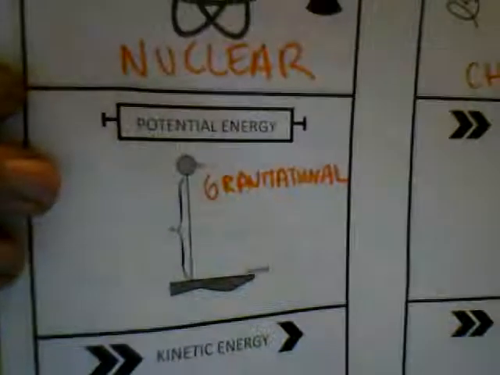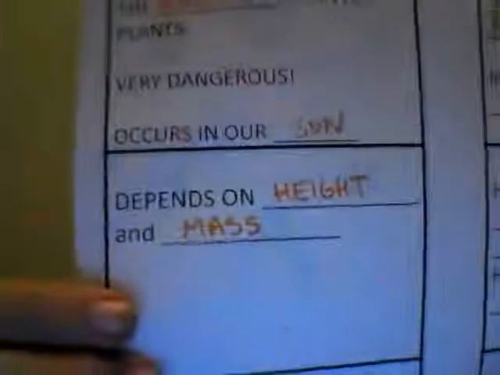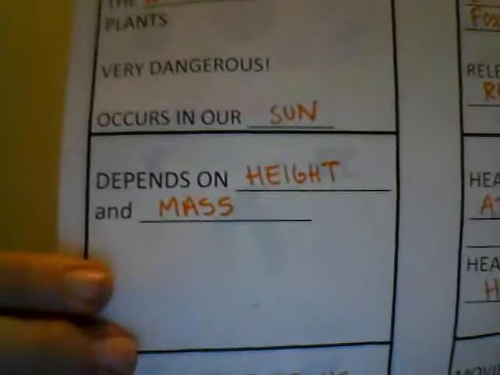The last type of potential energy that we're going to talk about is gravitational potential. So you're going to find the card that looks like this and write gravitational. This depends on 2 things, which you guys already learned about this week. It depends on the height and the mass. All of that potential energy can get transferred into kinetic energy, which is how matter moves.